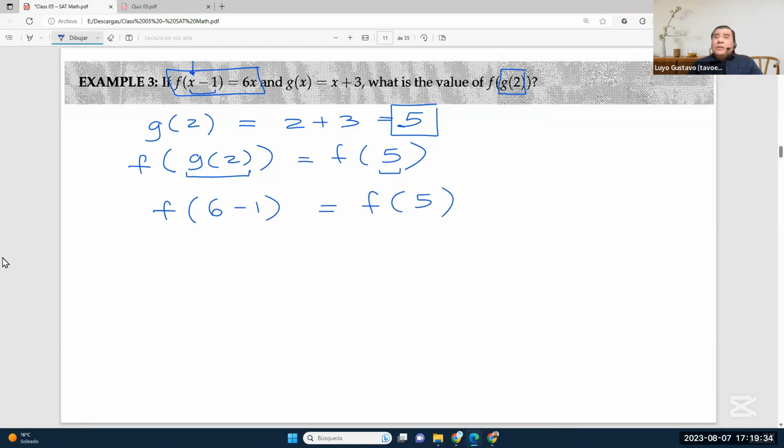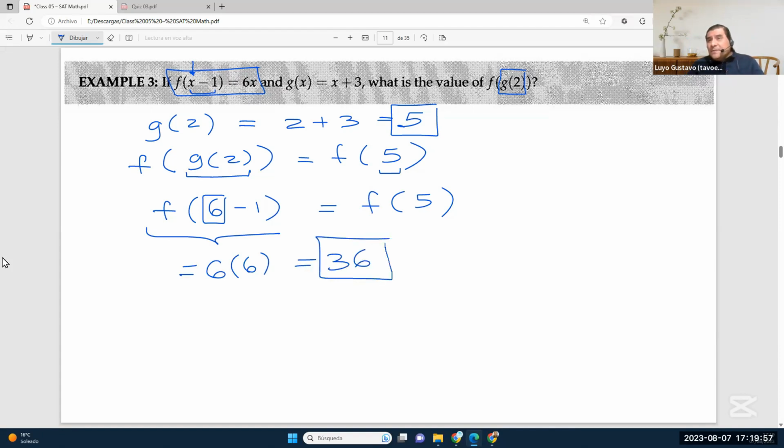But according to the definition for function f, take a look. What happens when you have f of x minus 1? The value of that output would be 6 times x. In other words, this expression equals 6 times 6. And what is this? This is 36. So the answer to the question is 36.